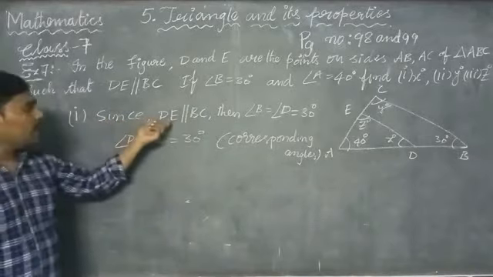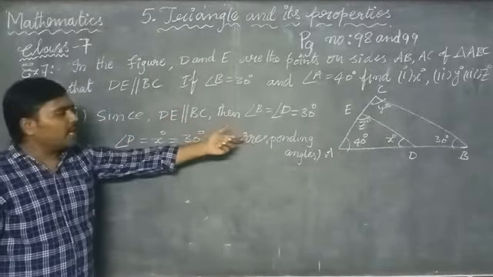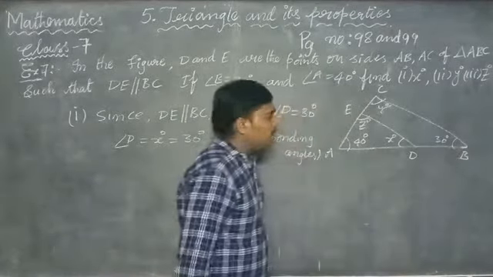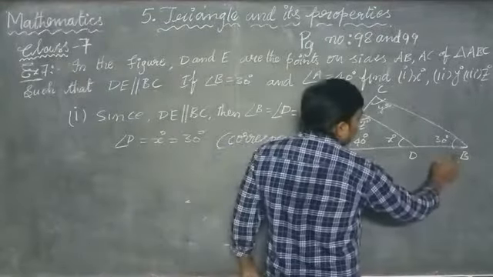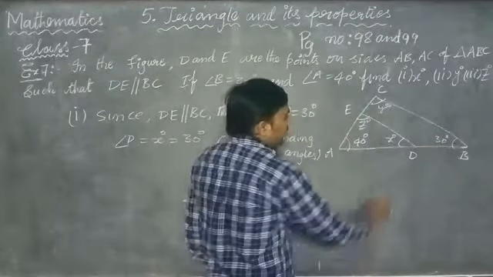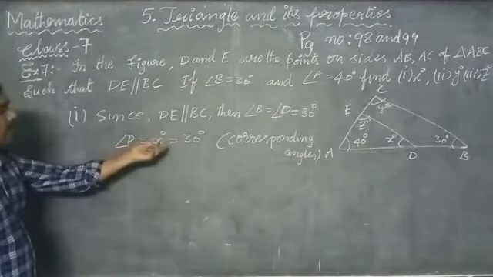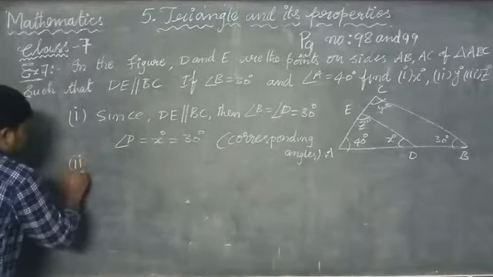DE and BC are the parallel lines. So if you see the corresponding angles, the angle at D and the angle at B, both are equal. Here they have given angle B equal to 30 degrees, so x equals 30 degrees. Now let us see the second one.